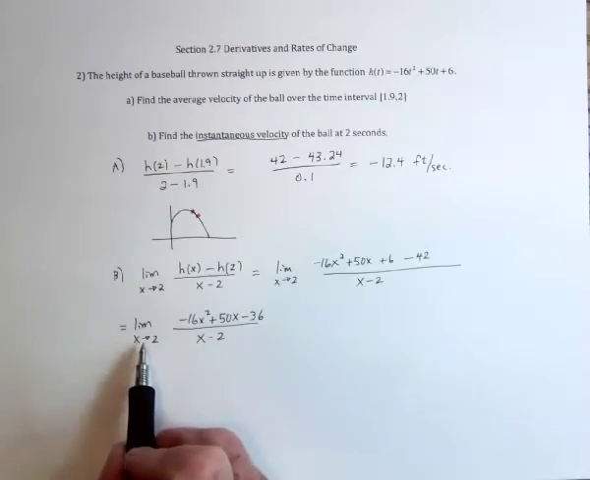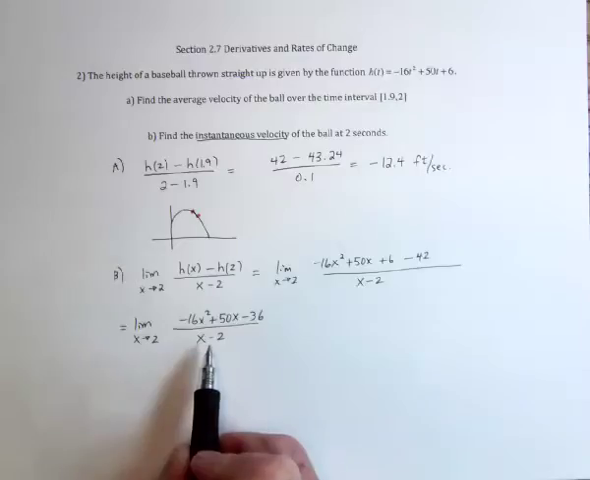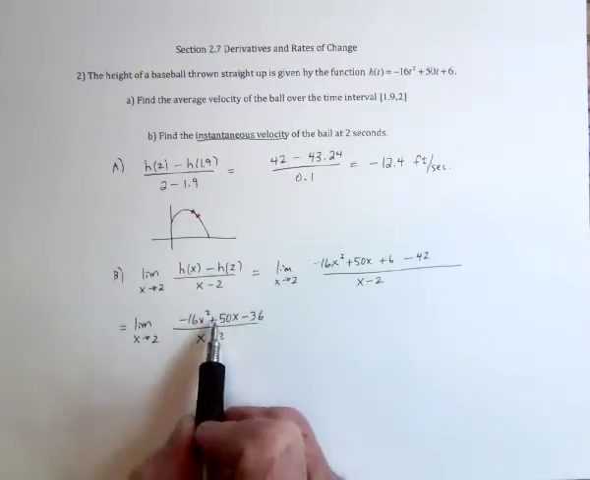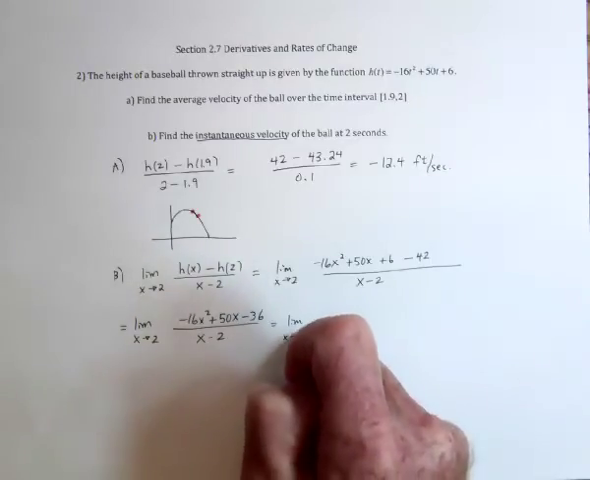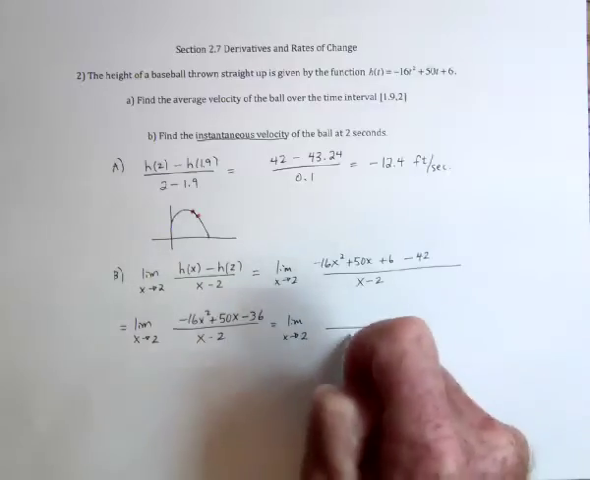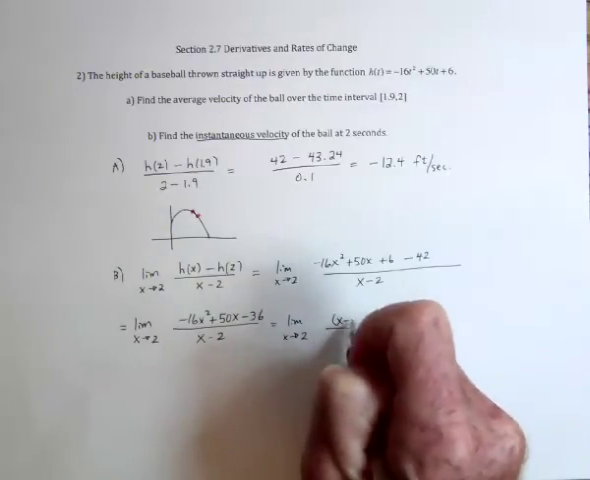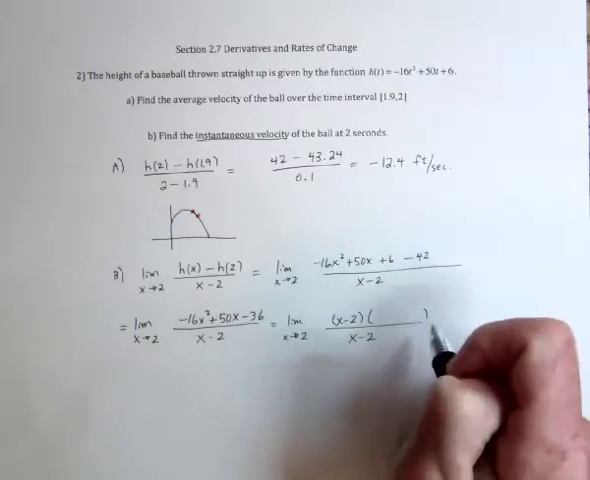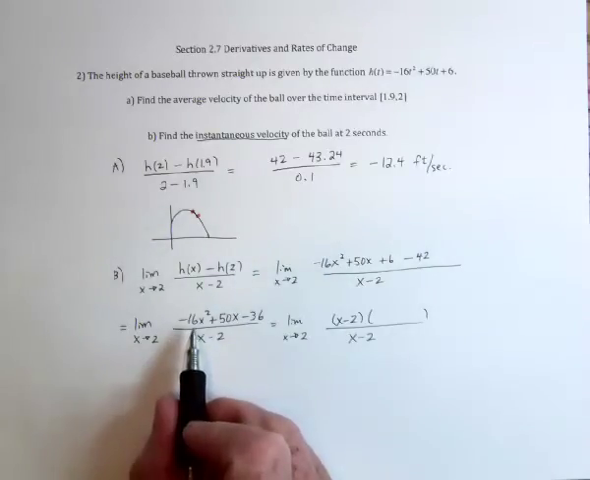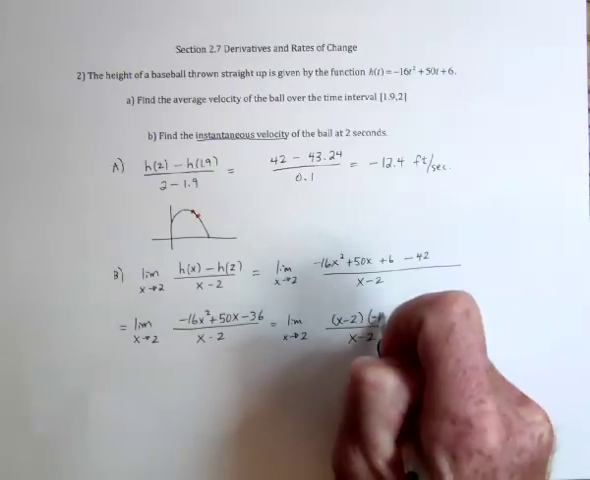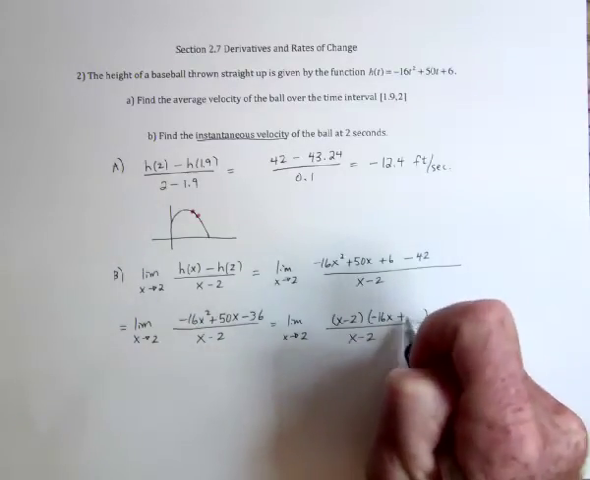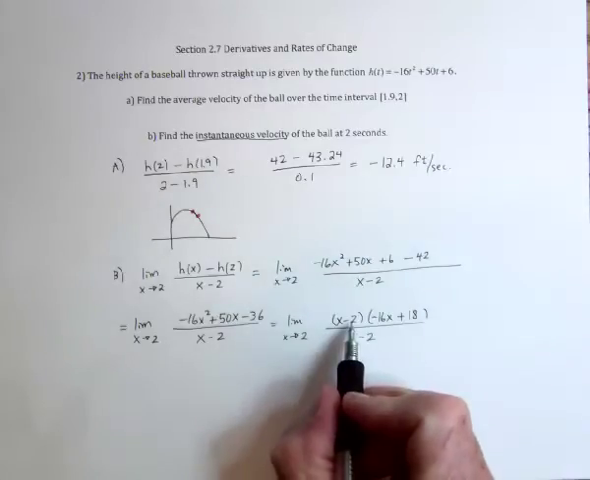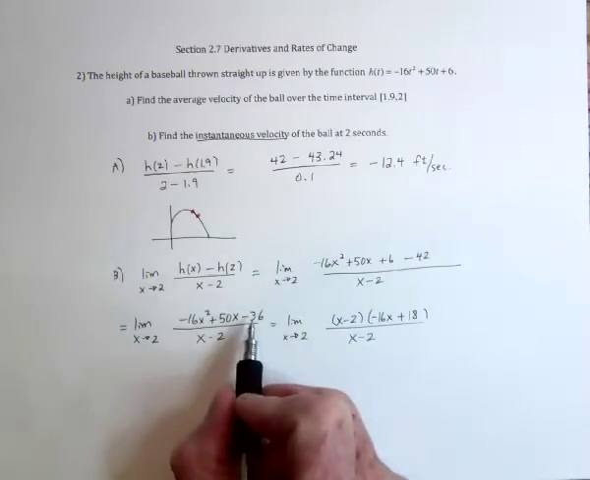Now, in order to take the limit, we need to substitute in a 2, but that causes division by 0. In order to get rid of that problem, we need to factor this. And one of the factors will be an x minus 2. So factor an x minus 2 times something in order to get this. Well, with the x's, I would need a negative 16x times x is negative 16x squared. And then this would need to be a positive 18 times a negative 2 would be negative 36.